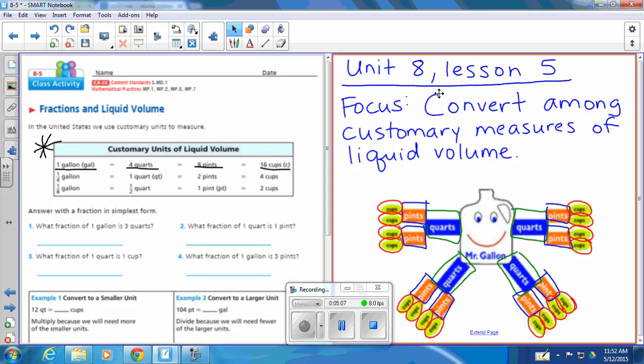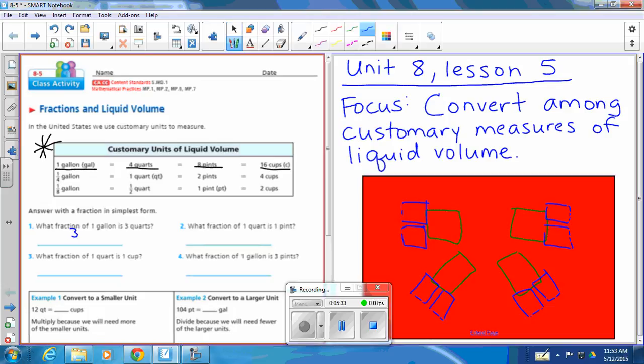So notice if you look at your activity book, it says answer with a fraction in simplest form. So it's going to ask you partial measurements here. So what fraction of 1 gallon is 3 quarts? Okay, so I have to think, well, in 1 gallon, how many quarts are there total? 4. So if I have 3, the fraction would be 3/4. I know if I write over here, that red box is going to pop up again. So let me see if I can get rid of it completely.